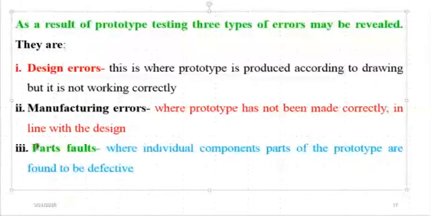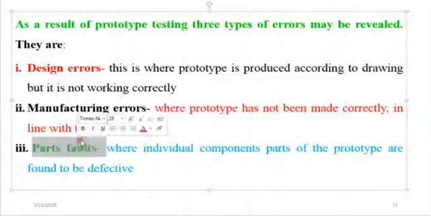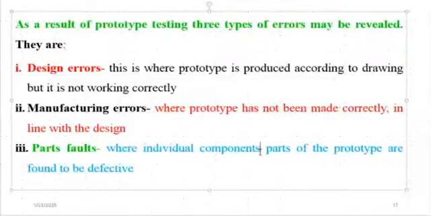And also it can reveal error number 3, which is parts fault. And how do we identify a fault as parts? It is where the individual components are found to be faulty when the prototype was designed. So if those components are the ones causing the malfunction, then we can say they are defective and therefore they have to be replaced and do the prototype again.